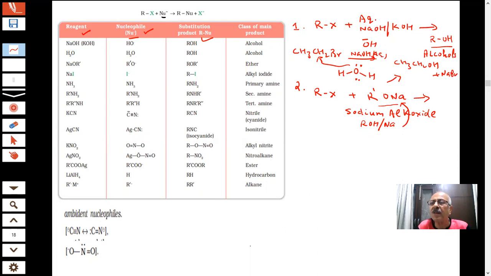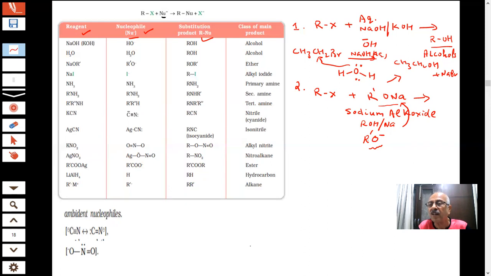This is the most important reaction. Tell me what will be the product in this case. You have RX plus R' ONa. What product is going to be formed, students? Which is the nucleophile here? R' O minus. You know this is a strong nucleophile.